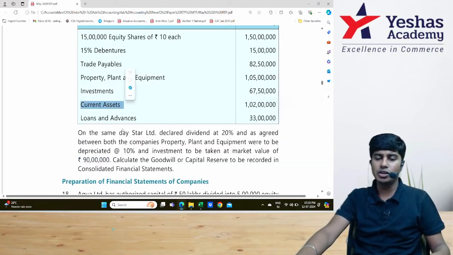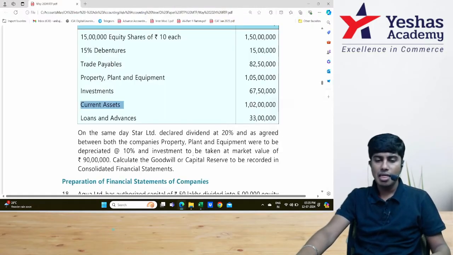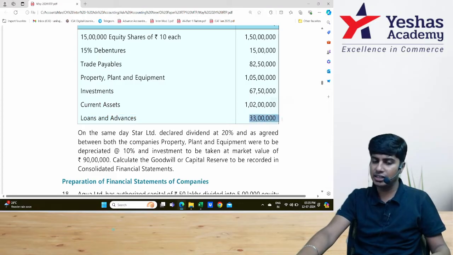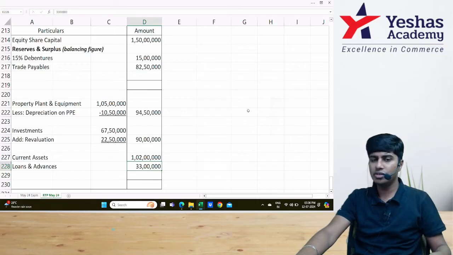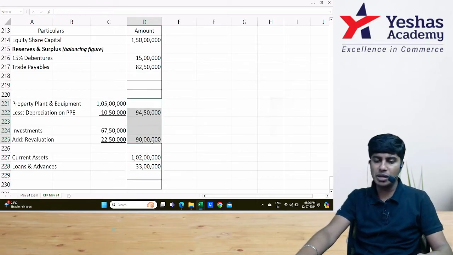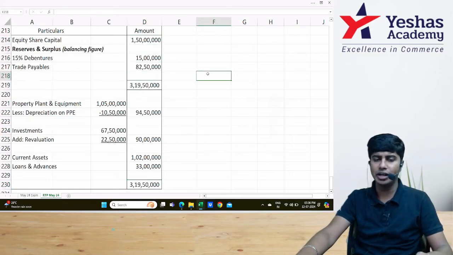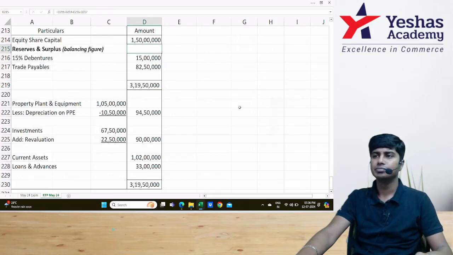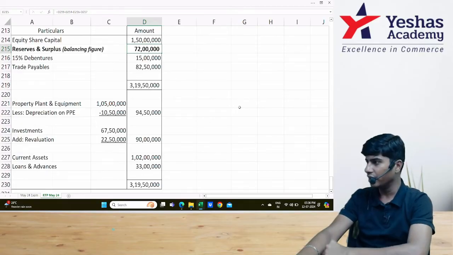Then we have current assets, 1 crore 2 lakh, which has no adjustment. So I'll write current assets 1 crore 2 lakh here. Then I have loans and advances, 33 lakh. I'll write here loans and advances 33 lakh. Everyone's got this? Now check the total on the asset side first. 94.50 plus 90 plus 1 crore 2 lakh plus 33 lakh. 3 crore 19 lakh 50. Right, 3 crore 19 lakh 50 here, and then deduct these three items to identify the balancing figure. 72 lakh is the reserves and surplus which I found as balancing figure.